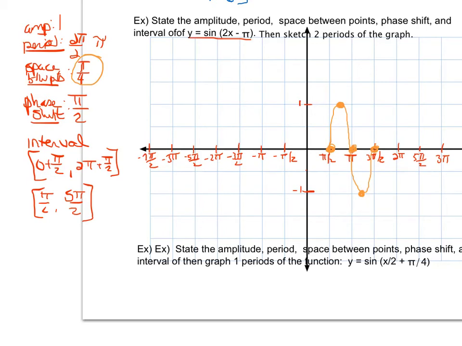And notice it is occurring between pi over 2 and 3 pi over 2. And I apologize because that was supposed to be pi plus pi over 2. So this is 3 pi over 2. I failed to use my new period when I calculated my interval. So there's my true interval. And now I can continue and sketch my second period. I can go over pi over 4, over pi over 4.